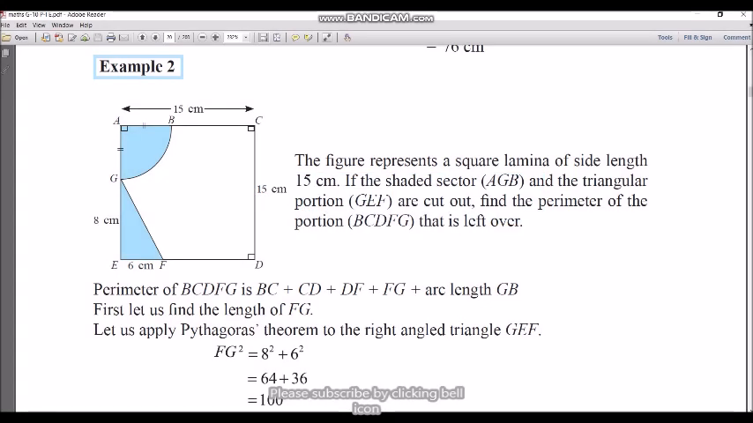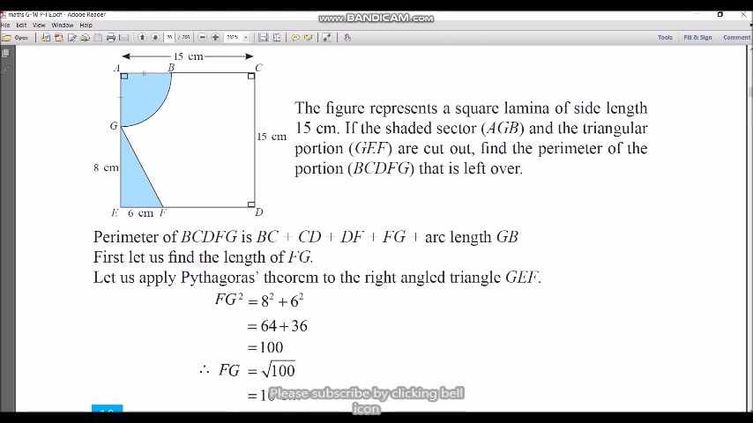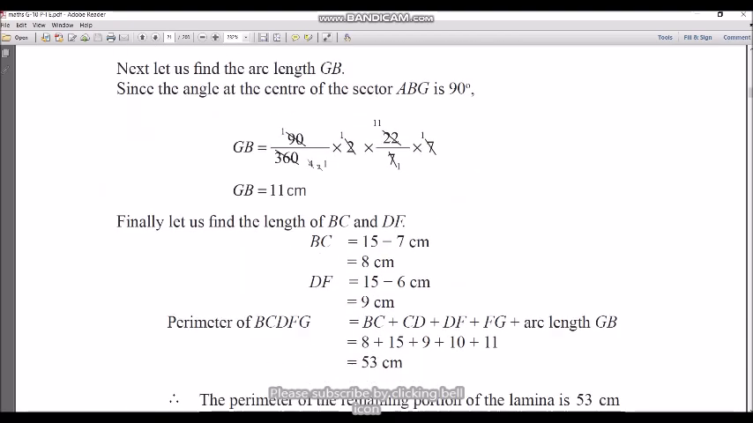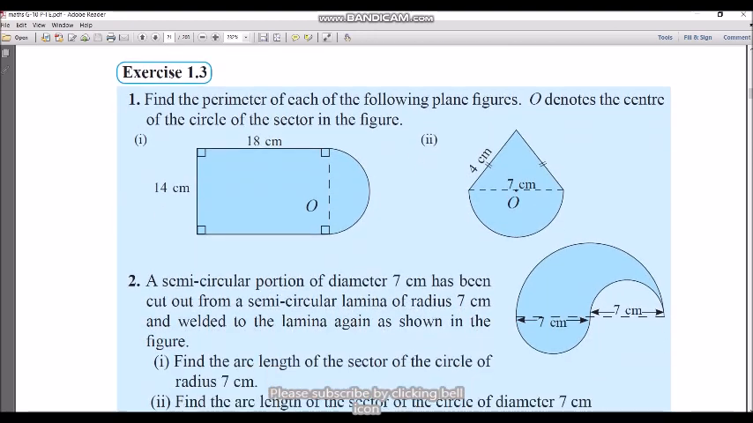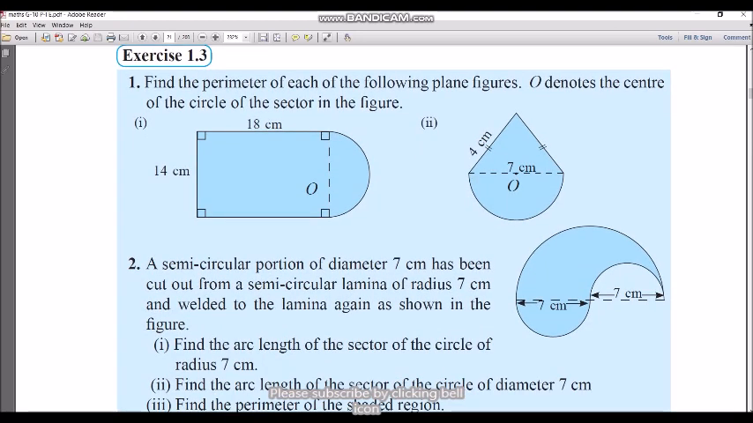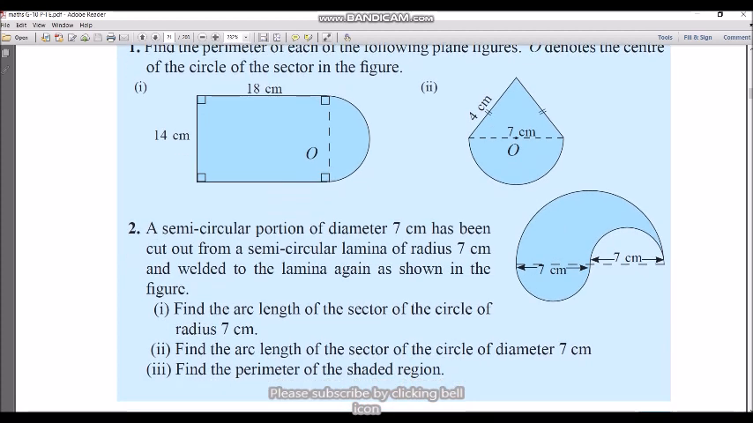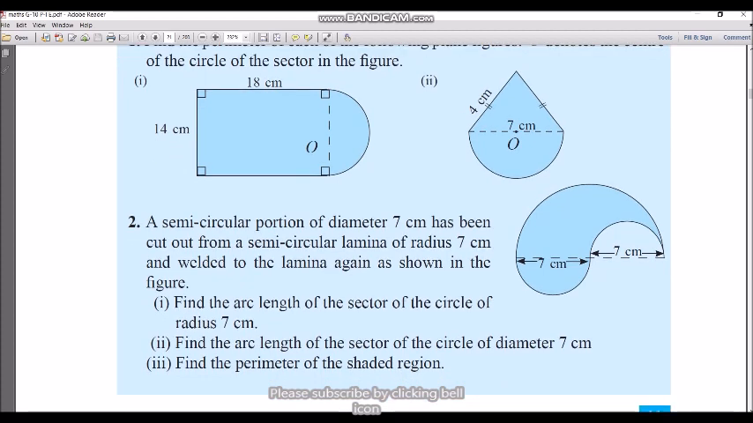FD in the same way: AC is 15, so EF is 6, then we can get the FD value. So now we know all the parts of our shape, then we can calculate the perimeter by simply adding them. And there are some simple questions in the exercise also. The first one is the same as the example, and in the second one we can see a triangle and a sector.